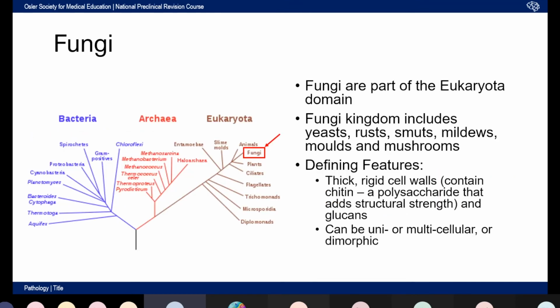So first of all, fungi are part of the eukaryote domain. So the eukaryotes, and there's lots of different types. Yeast seems to be the main ones that affect humans and that you need to know about. The defining features of fungi are thick, rigid cell walls containing chitin, which is a polysaccharide. And they can be uni or multicellular or dimorphic. Dimorphic is when they can be uni or multicellular depending on the environmental conditions.